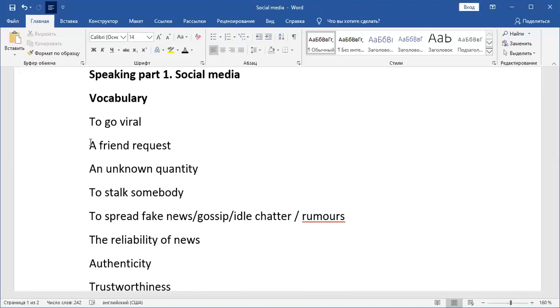An unknown quantity. This term comes from mathematics, but talking about social media, you can use it to indicate a person who you don't know anything about, right? So you don't know who is on the other side of the screen. So maybe it's a beautiful blonde girl, but in fact, it's a bearded maniac.